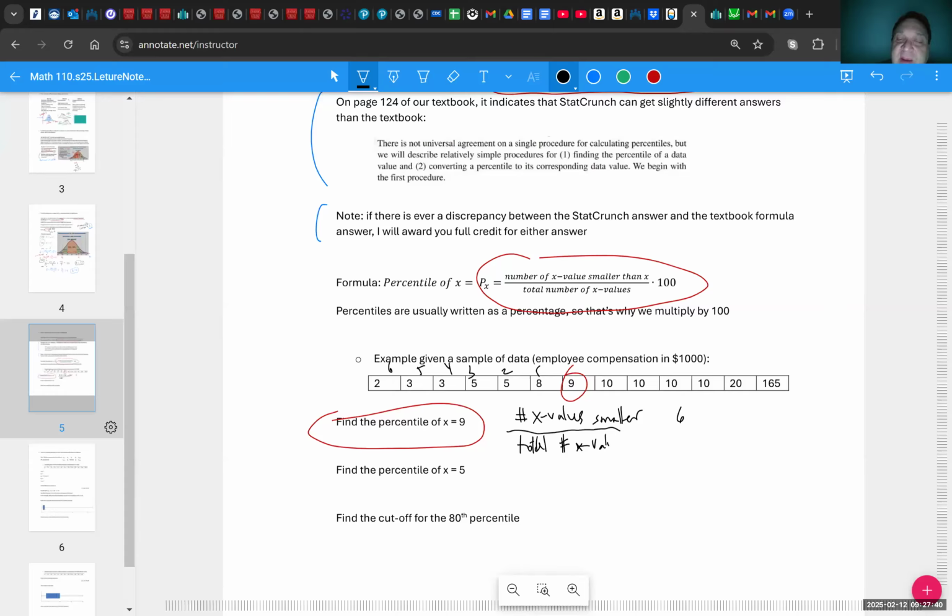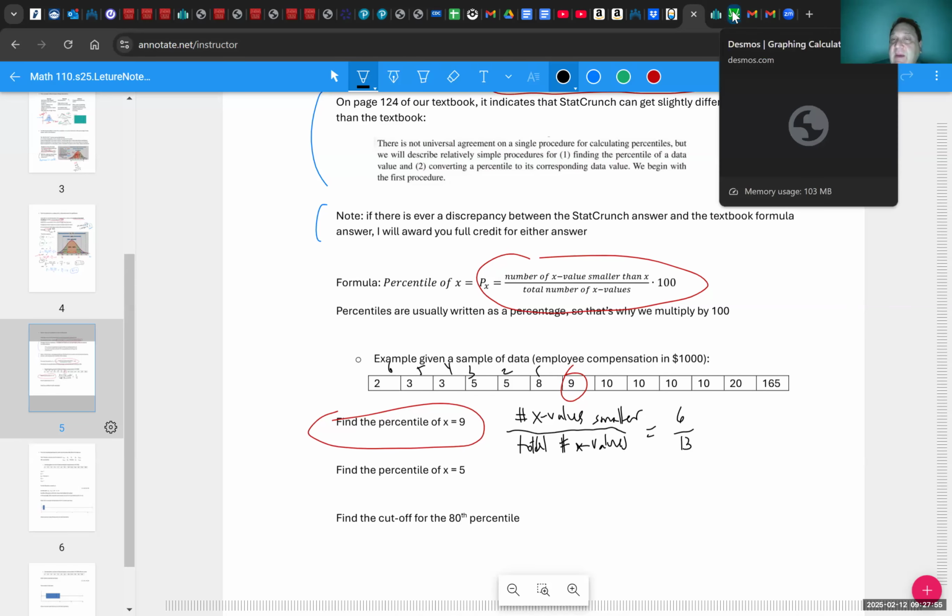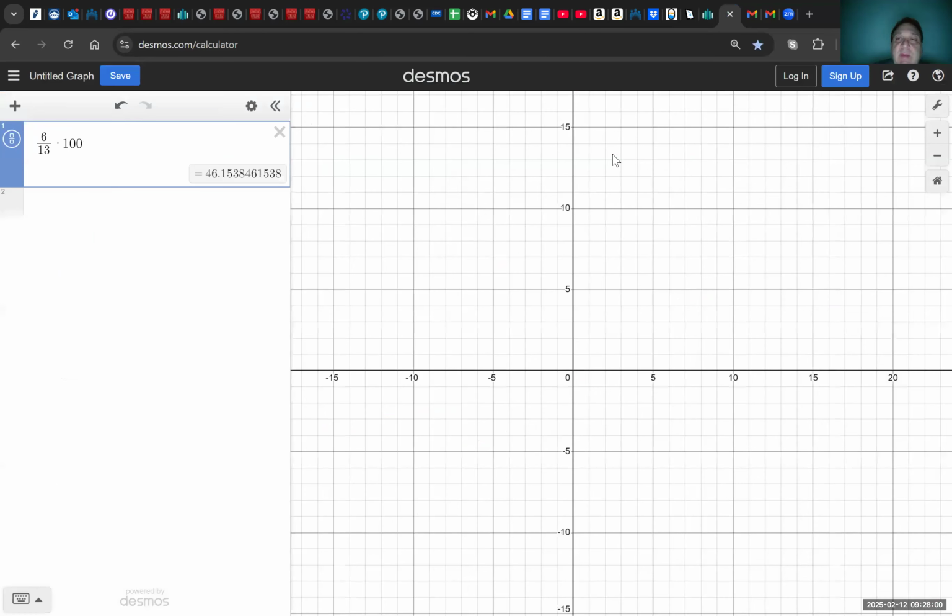And you may remember this is the same data set I'm using for this lecture. There are 13 data values there. So 6 divided by 13 is the number of X values that are smaller than 9 divided by the total number of X values. I can use any kind of calculating program, for example Desmos. So 6 divided by 13, you have to multiply by 100 to make it into a percent. So 6 divided by 13 times 100 gives us 46.15%. So 46.15% of the data is below it, that's the percentile, the 46th percentile.